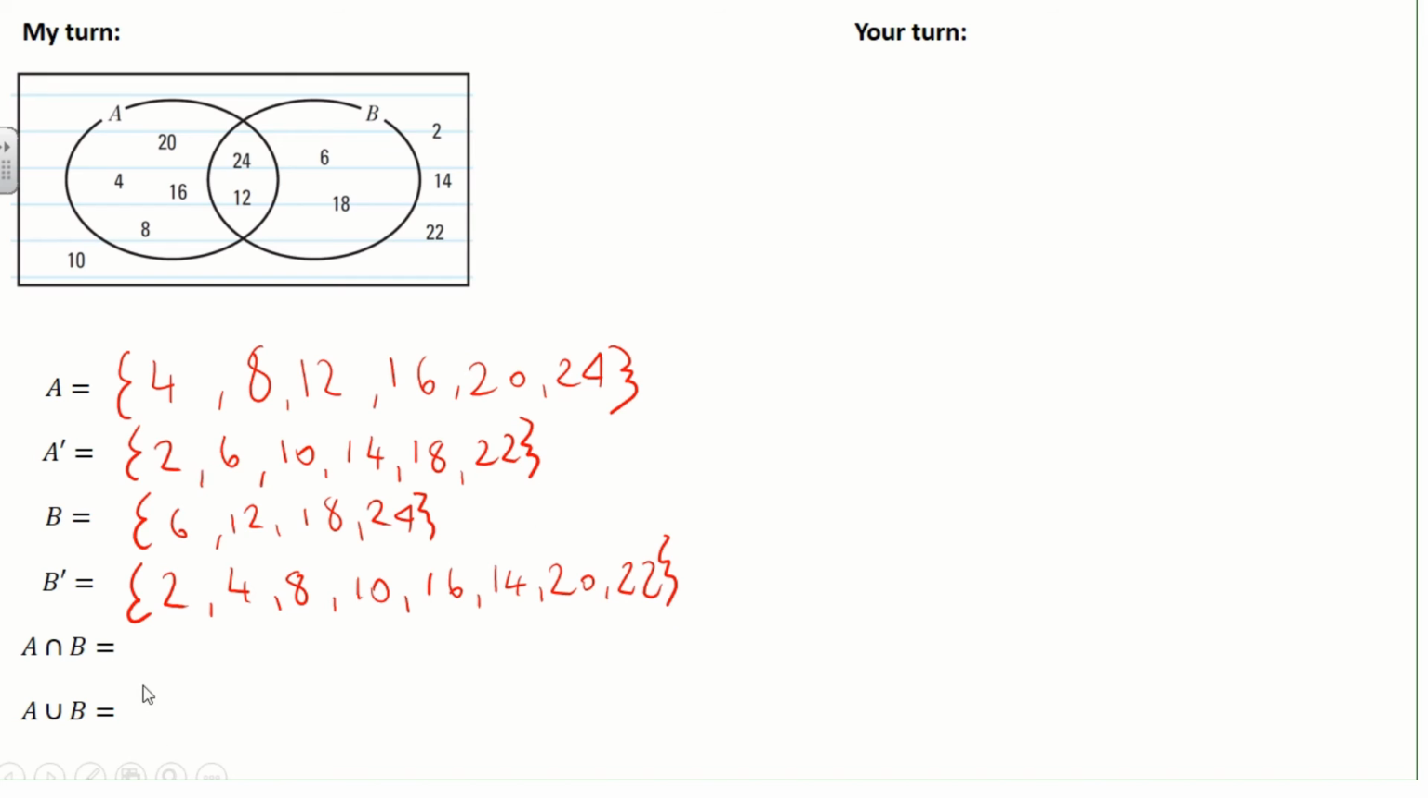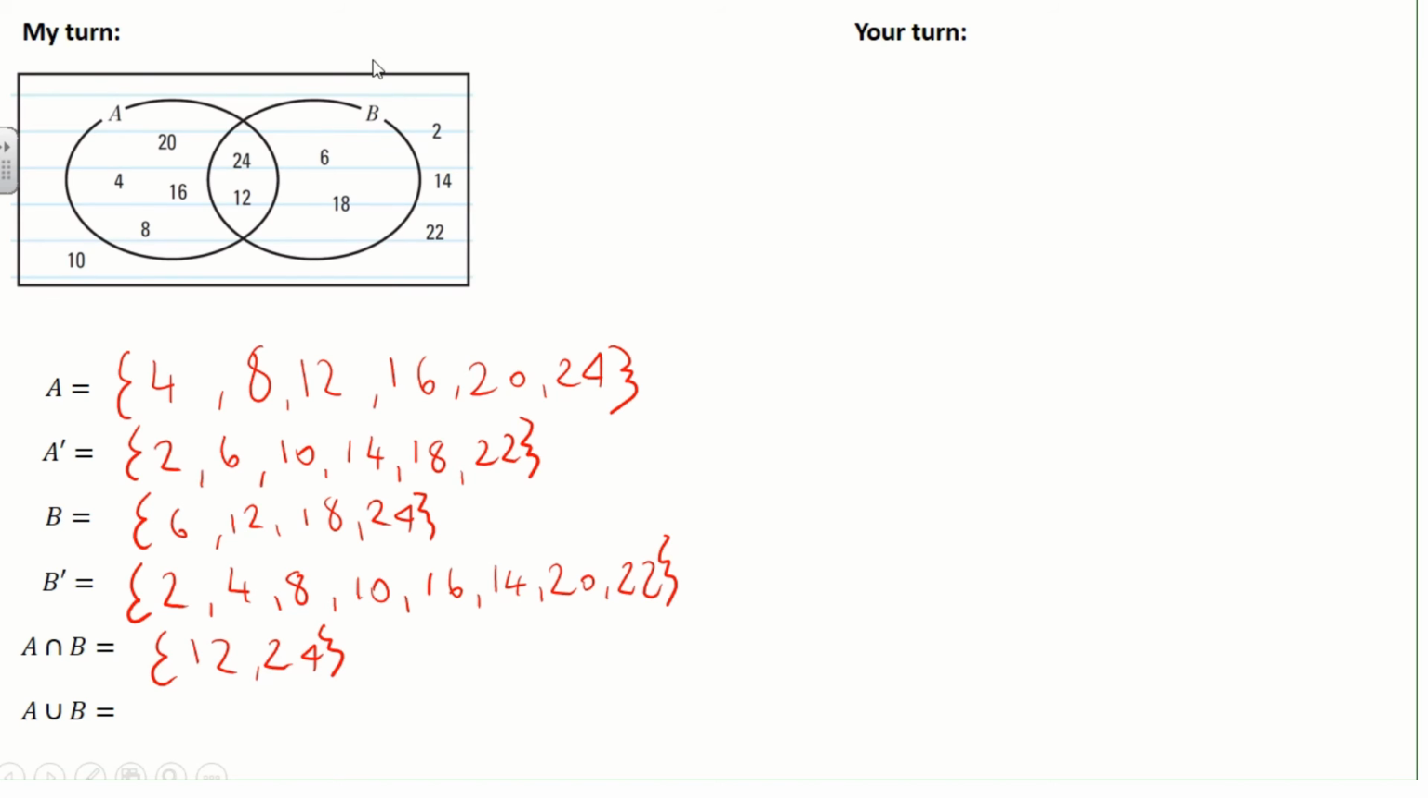Now these are the important bits for today's lesson. So A intersection B is whatever is in A and in B. So that there is going to be 12 and 24 because that's what's in both of our two sets.